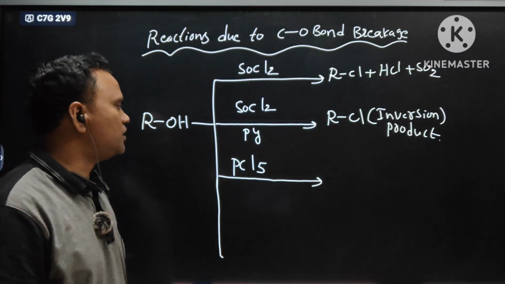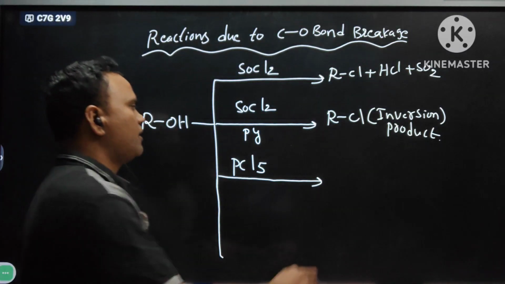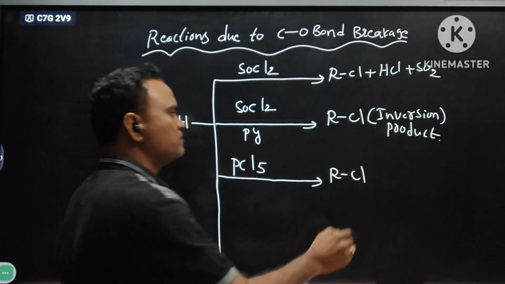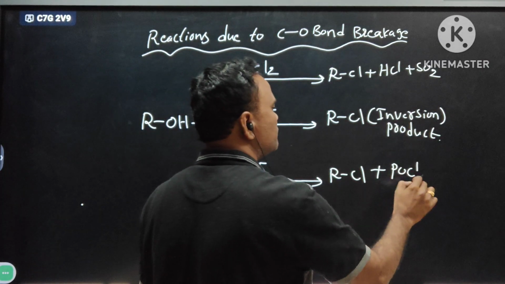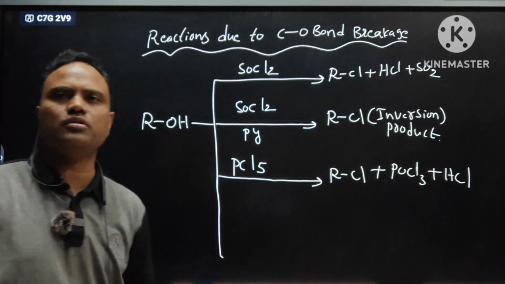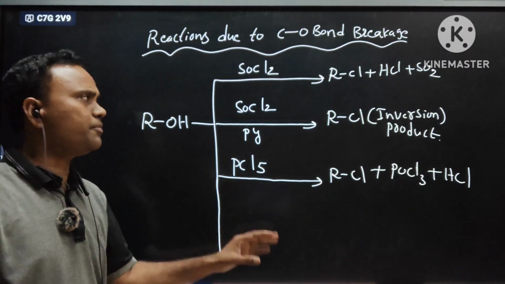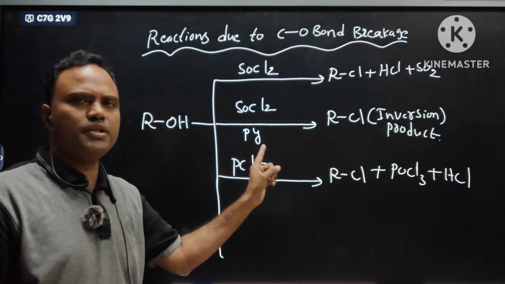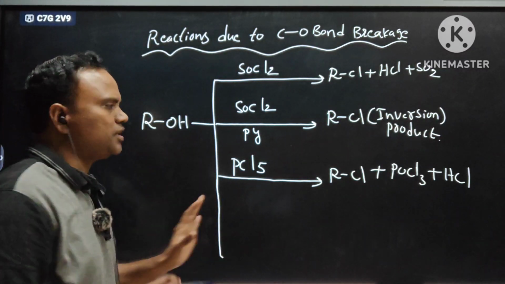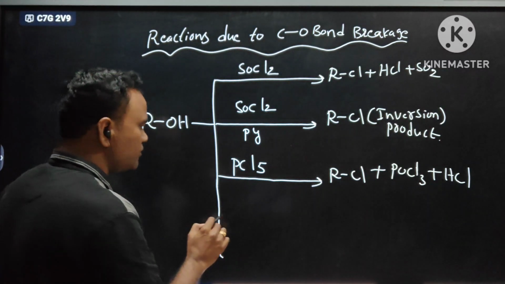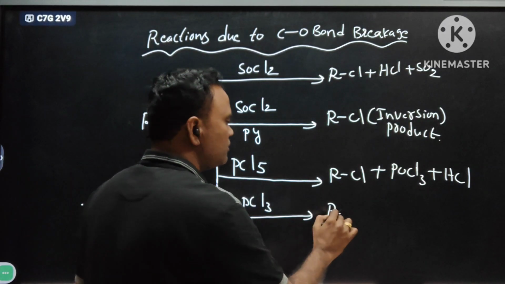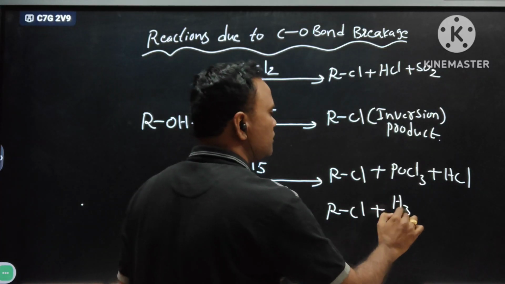Now anybody, can you tell me what is the product when alcohol is treated with PCl5? Alkyl halide is formed. Next, very good, POCl3 plus HCl. Byproducts are important. Here you have to learn the byproducts. Whatever the reagent may be, SOCl2 with pyridine, PCl5, what you have to do is remove OH and attach halogen. That is the main thing. Next, with PCl3, RCl, tell me, and H3PO3.